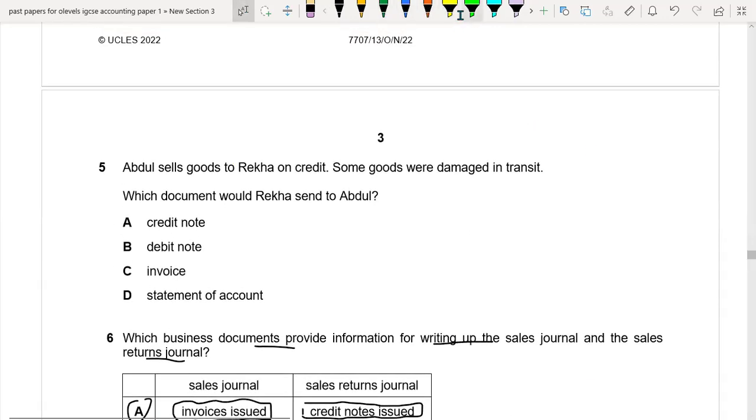Question number 5. Abdul sells goods to Rekha on credit. Some goods were damaged in transit. Which document would Rekha send to Abdul? Okay, Abdul sells goods to Rekha, so Rekha is basically the customer. So it means that Rekha would be sending him the debit note.